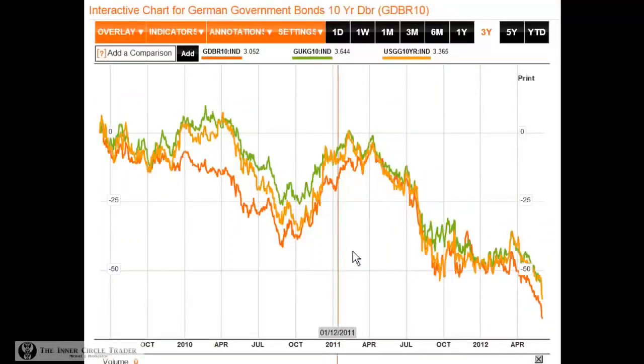And again, here is a 10-year comparison. We're going to compare the German, which is the orange, the UK's green, and the lighter orange is the US 10-year Treasury note. You can see that same thing happening here, where the German was making higher highs, while the US and UK 10-year notes were failing to make higher highs in their yield.